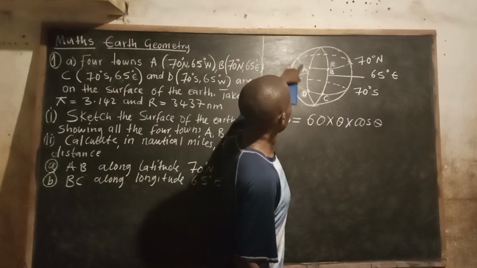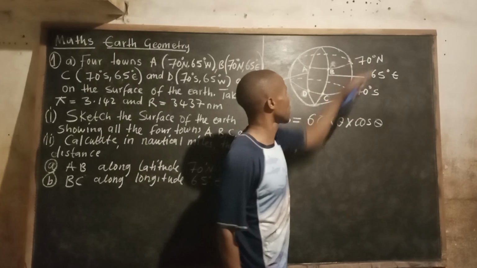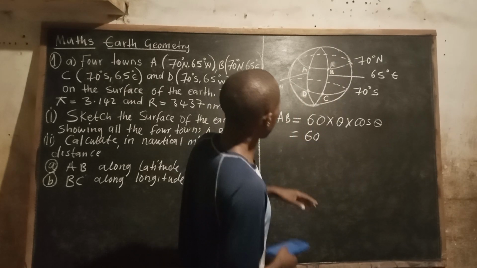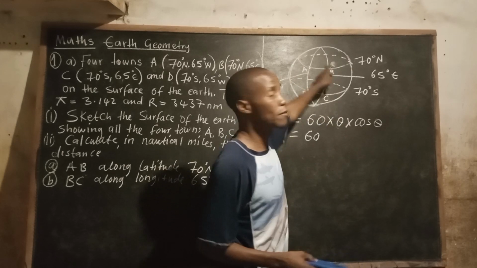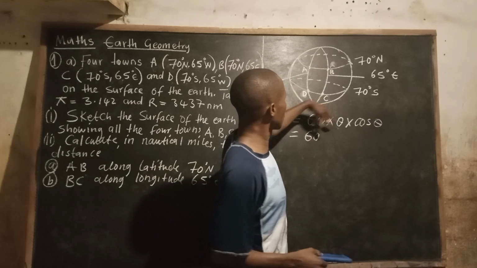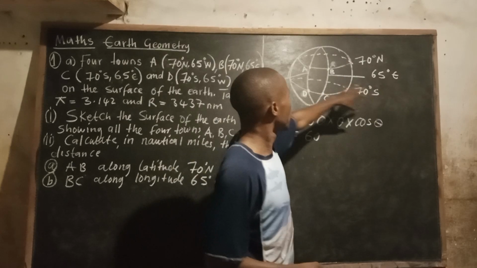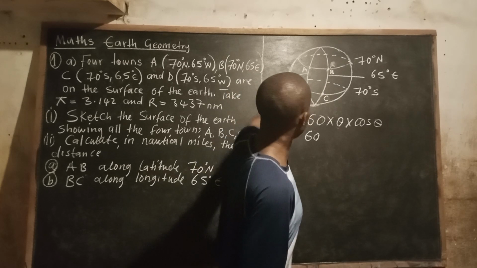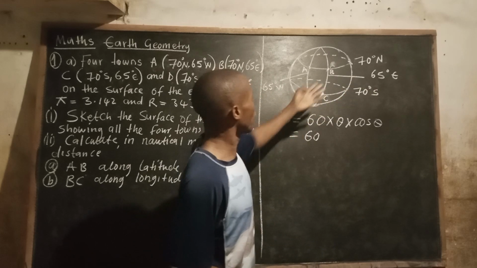Why? Because the distance is along the latitude line, where you have the latitude, which is 70 degrees there. So that is the formula. Now, before we come to that, let us know the difference, because this theta is the difference between A and B in degrees. So we look at the longitude lines. Here we have 65 west, then this side, 65 east. So for us to know the difference between these 2 points, we have to add. Why? Because they differ in terms of position. This side east, this side west.